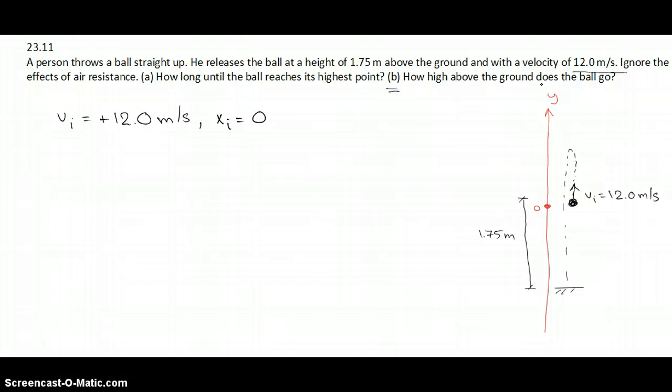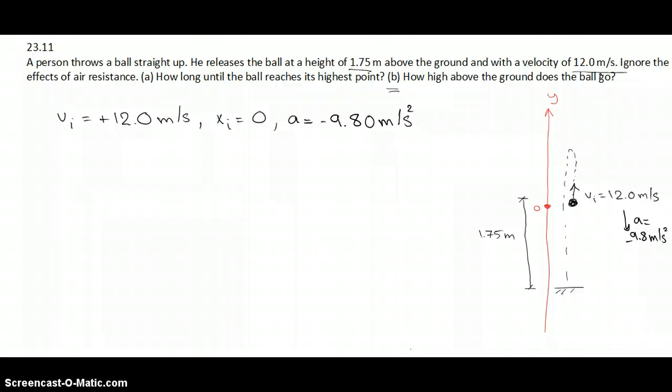Okay, what else do I know? They said ignore air resistance. This is free fall, and I know that in free fall the acceleration is 9.8 downwards meters per second squared. So negative 9.8 meters per second squared. And I used 3 significant figures because they gave me 3 significant figures.